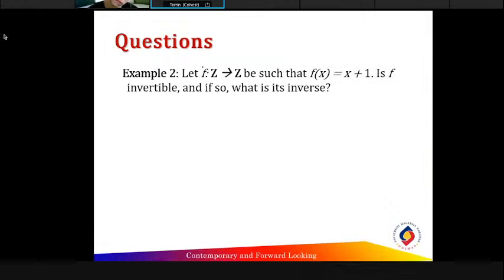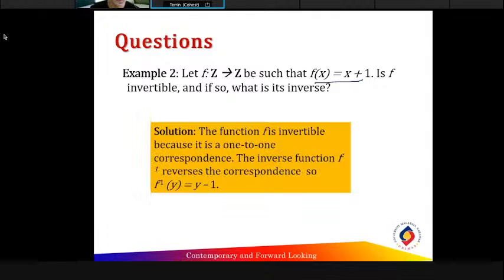Now you have a function that maps all integers, this means negative infinity to infinity, right? And you have the equation x plus 1. Is it invertible? Yes, it is invertible. So what is the inverse of it? The correspondence would be the inverse of y equals x plus 1, which is y minus 1.